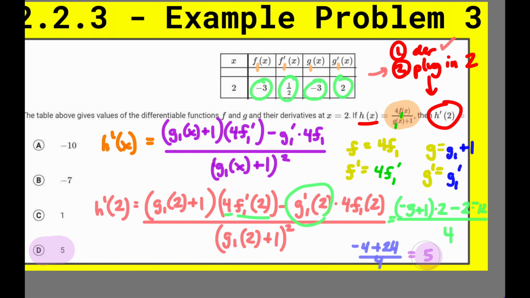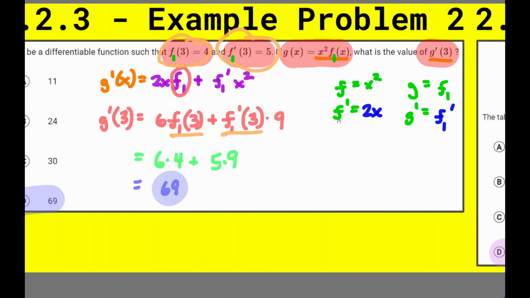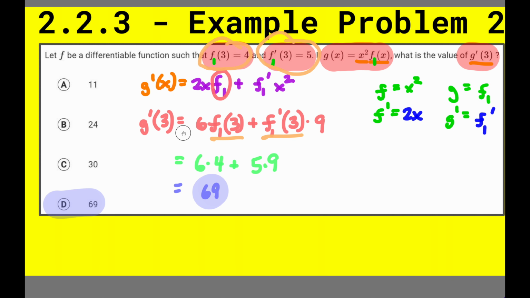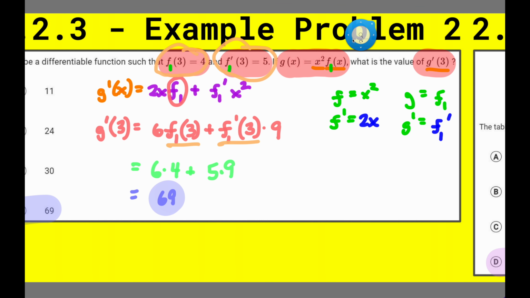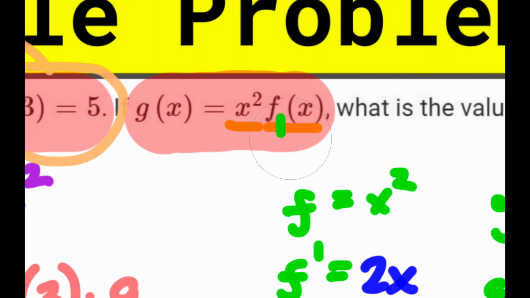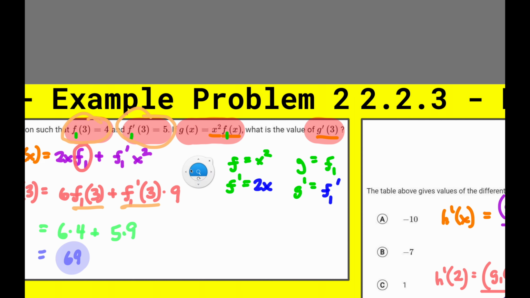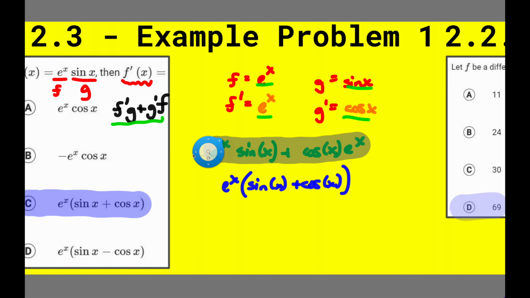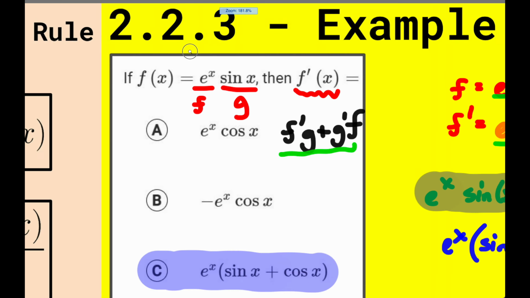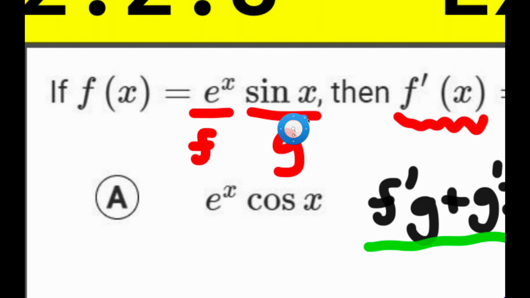So this one's not as straightforward as the other ones because there's a table, okay? This other one that we did just before it wasn't as straightforward either because there were certain values of the function given, and g of x was x squared times some function that we don't actually know about, we just know its values. Comparing that to problem number 1, which is pretty straightforward because the function is just e to the x sine x, and we just used product rule.